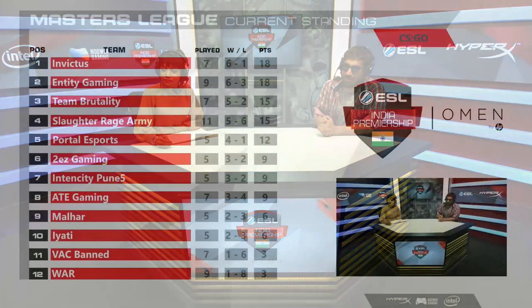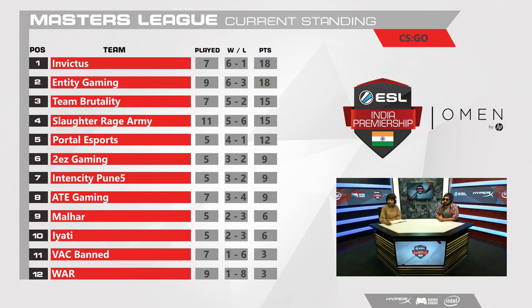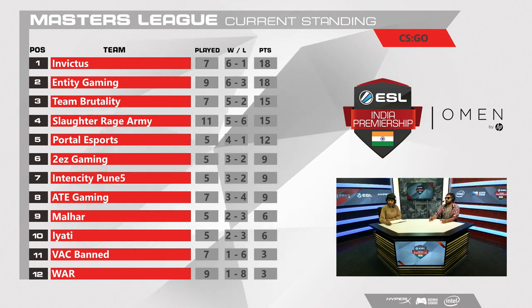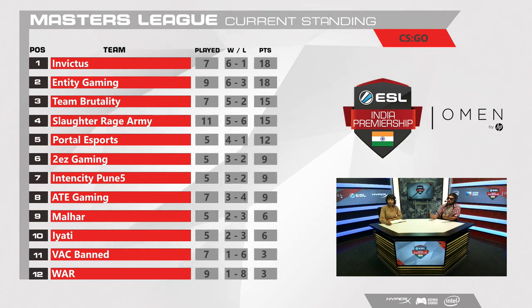Let's get to know where each and every team stands. So, like we said, Invictus, top of the table, 6-1 the score line there for them. 18 points secure out of the 7 games played. Malhar is in the 9th position. They've won 2, they've lost 3, they've got 6 points. They are literally on the cusp of either being relegated or being in the safe zone. Given the fact that they've played 5 games so far, they still have a good amount of games lined up, which they can win.